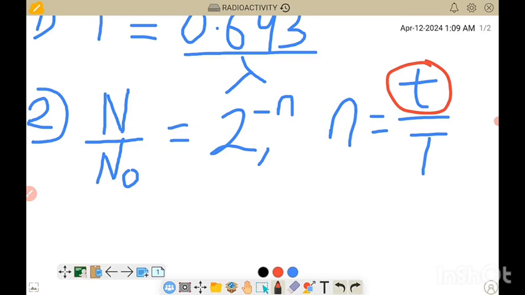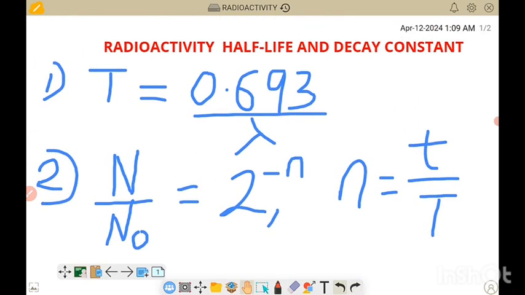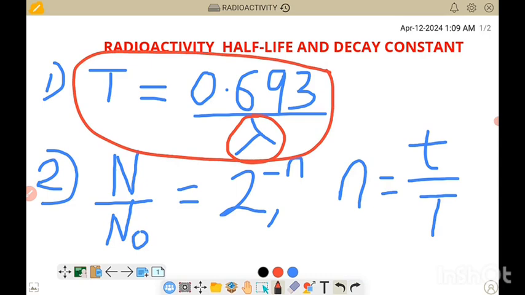Okay, let me go through it from the first equation. In the first equation, we have capital letter T, which is half-life, and half-life simply represents the time taken by half of a radioactive substance given to decay. We also have decay constant, which is lambda, and I said decay constant and half-life are related with this equation. So sometimes decay constant will be given and you'll be asked to find half-life.